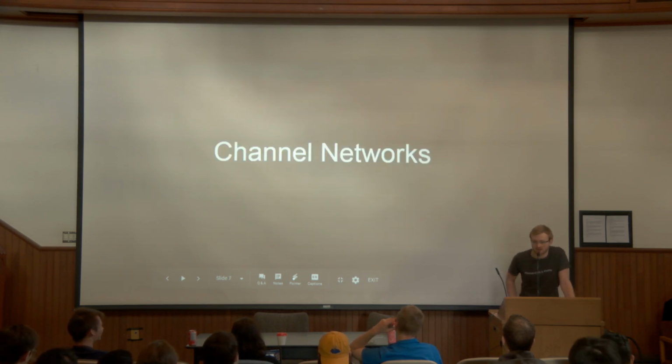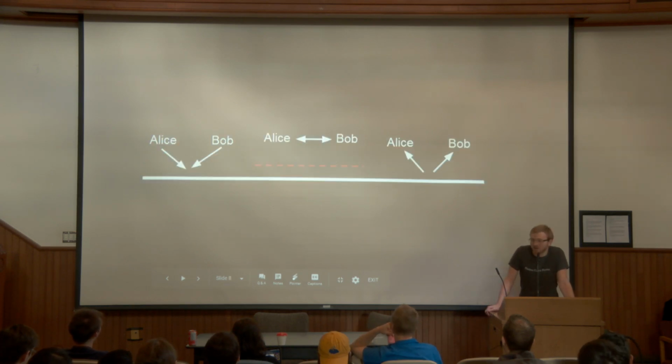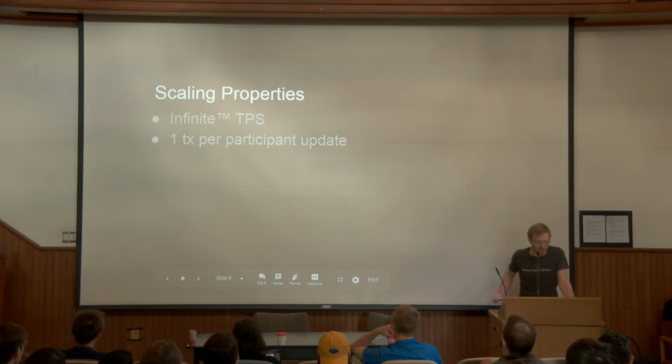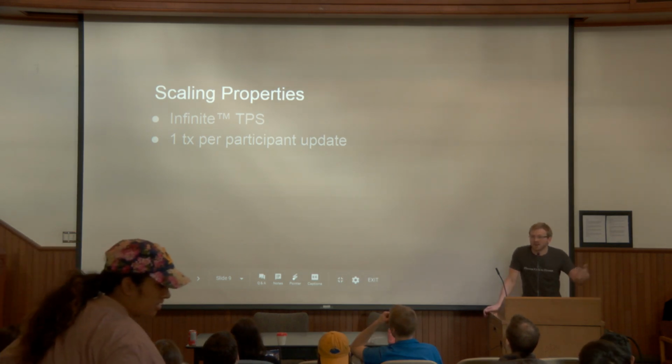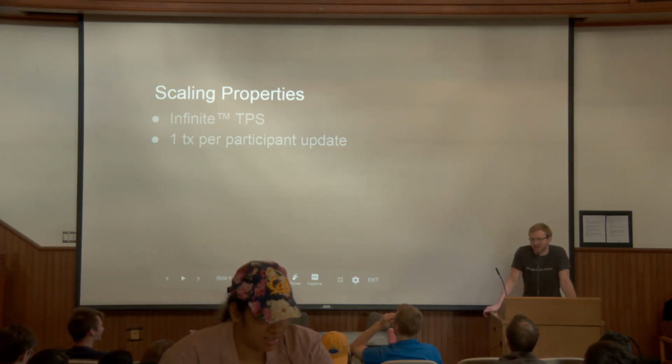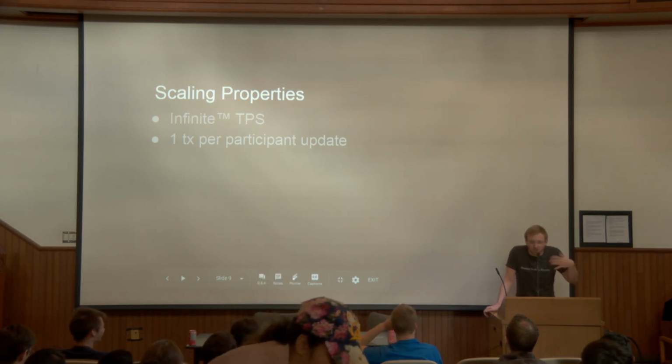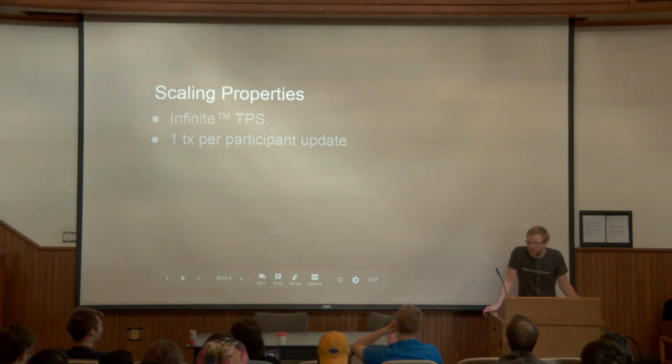Okay, so let's start. We'll start with channel networks. Hopefully you guys are all pretty familiar. You have Alice and Bob depositing into an escrow, and then they can make off-chain transactions, and then they can withdraw. So in terms of scaling properties, this is an example of where TPS is a little bit of a broken metric. I can send 1 Satoshi back and forth between myself an infinite number of times per second, but it's not really all that useful.